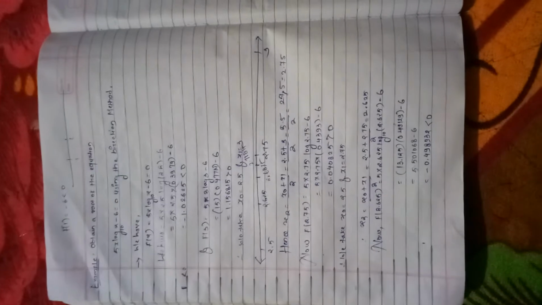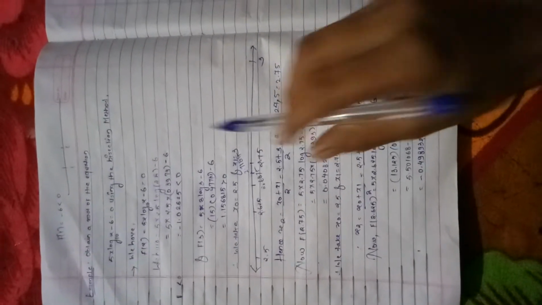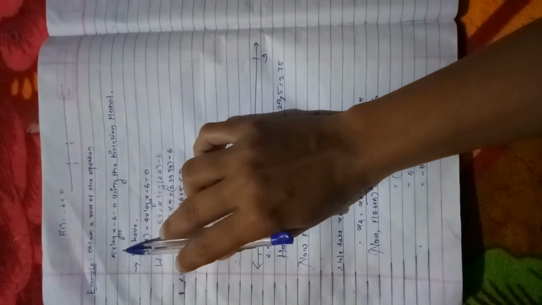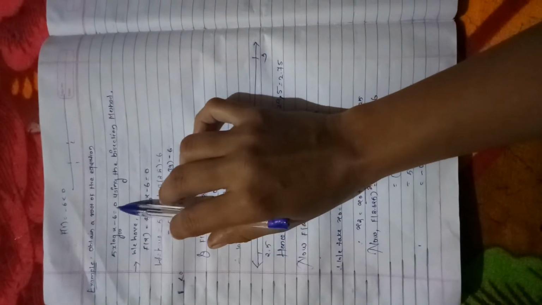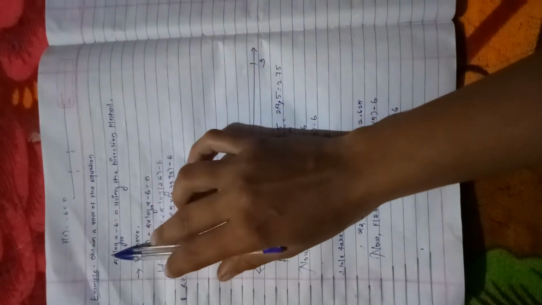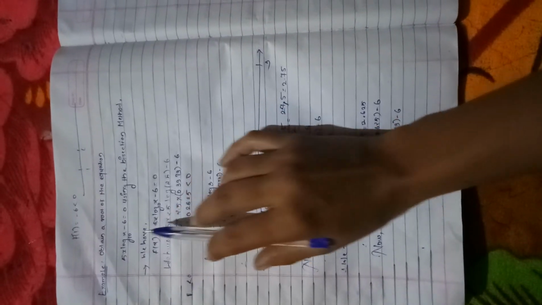Last lecture we discussed the bisection method. Today we will discuss an example based on the bisection method. For example, obtain the root of the equation 5x log x minus 6 is equal to 0 using the bisection method. This is a transcendental equation because it consists of a logarithmic function.